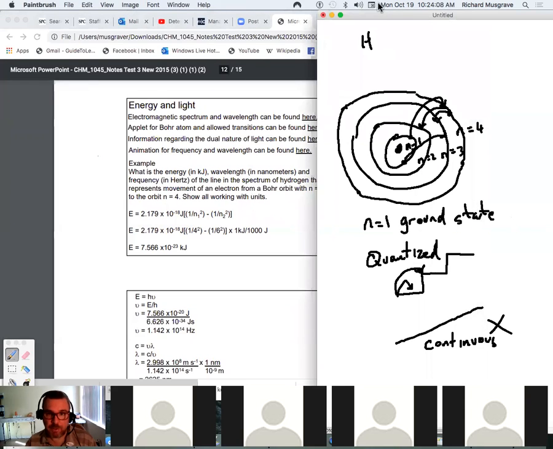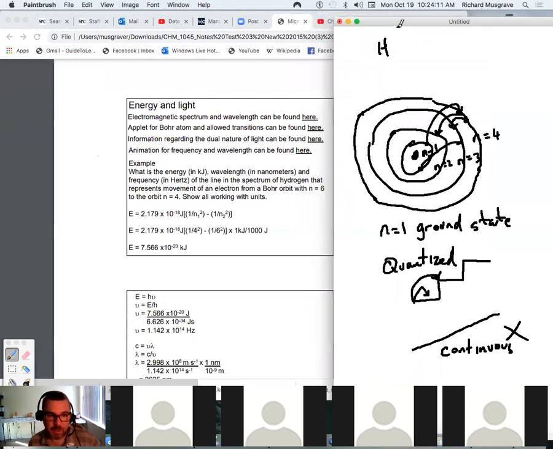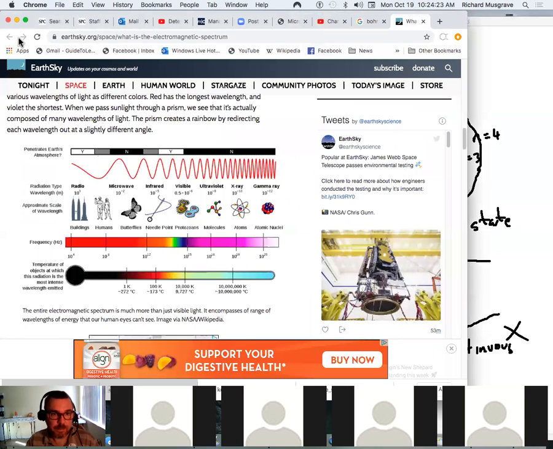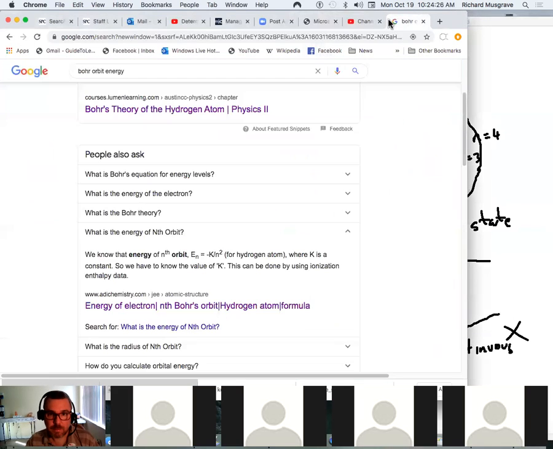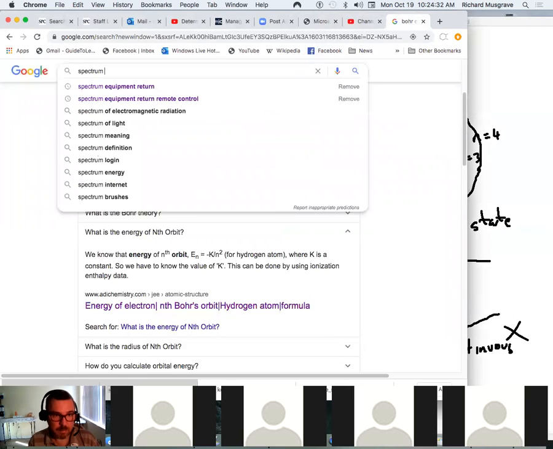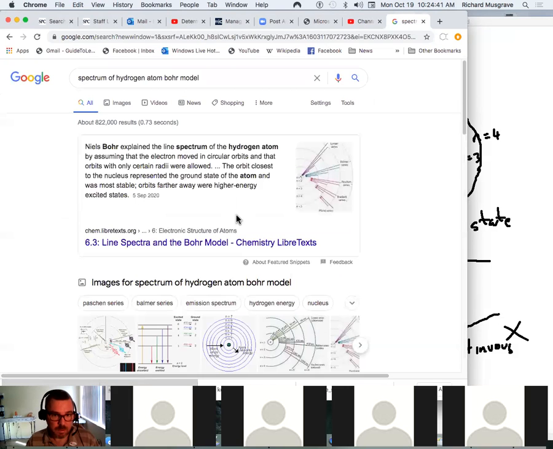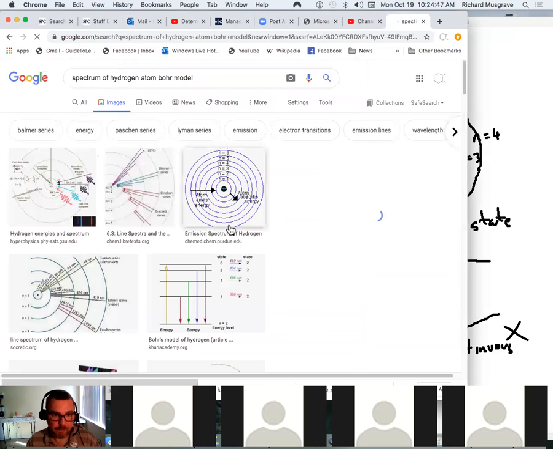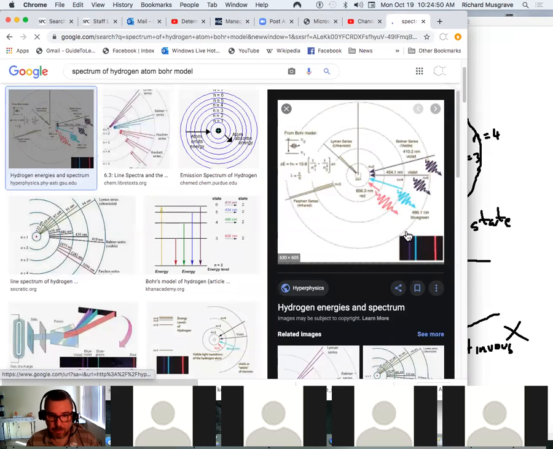So here's the question that you're going to see, or it's going to be a combination of these kinds of questions. What's the energy, wavelength, and frequency of the line in the spectrum of hydrogen? Let me show you that. See if we can see what it looks like. There we go.